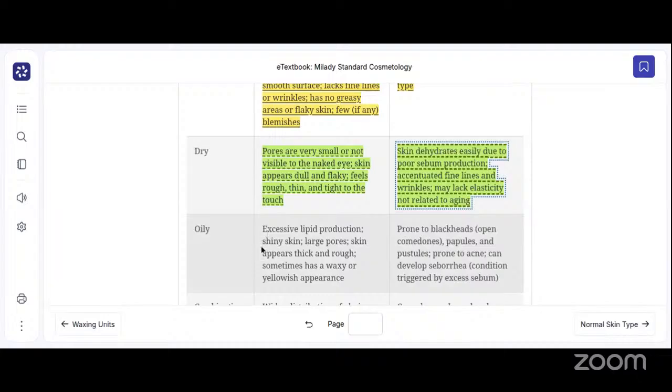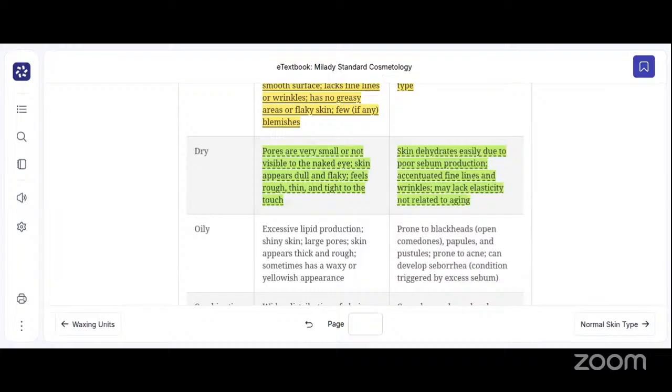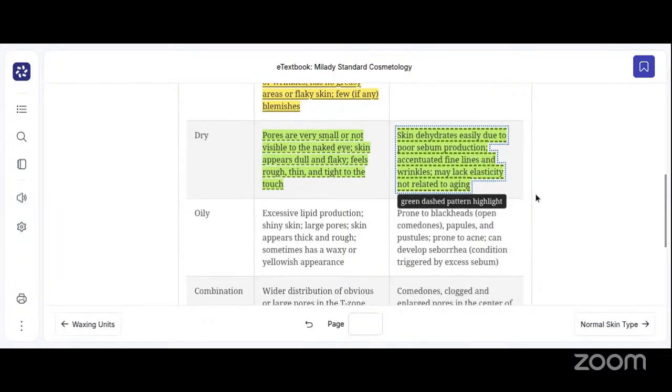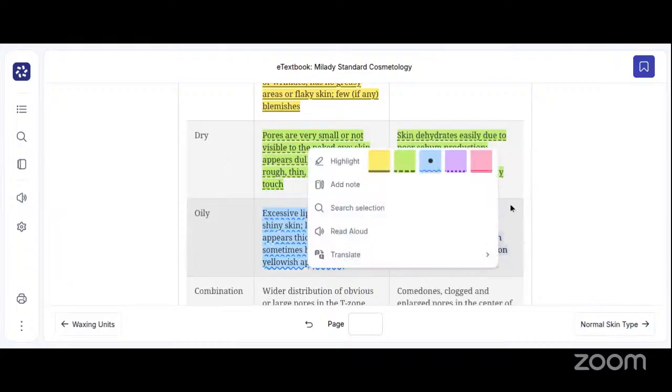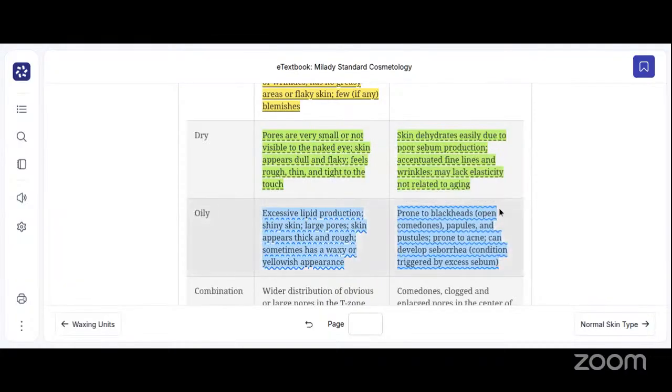Let's look at oily skin. Excessive lipid production. Okay, let's make sure we don't have anybody on the other side that's trying to get in. Okay, we're good. We're going to put oily skin in blue. It says excessive lipid production. So now we went from not enough oil to a lot of oil. So it's an overabundance, an excessive amount of lipid production.